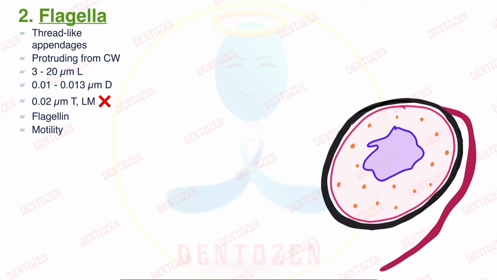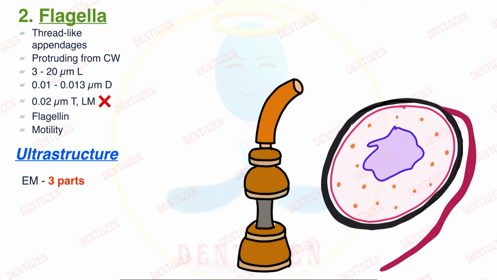Now, what is the ultrastructure of flagella? It is not as simple as it looks here. When we look at it under the electron microscope, it further has three parts. The first part is called the filament, which is the longest portion. This is the filament, and it extends from the cell surface to the tip. So if we see here, it is extending from the cell surface to the tip. So this is the filament of the flagella.